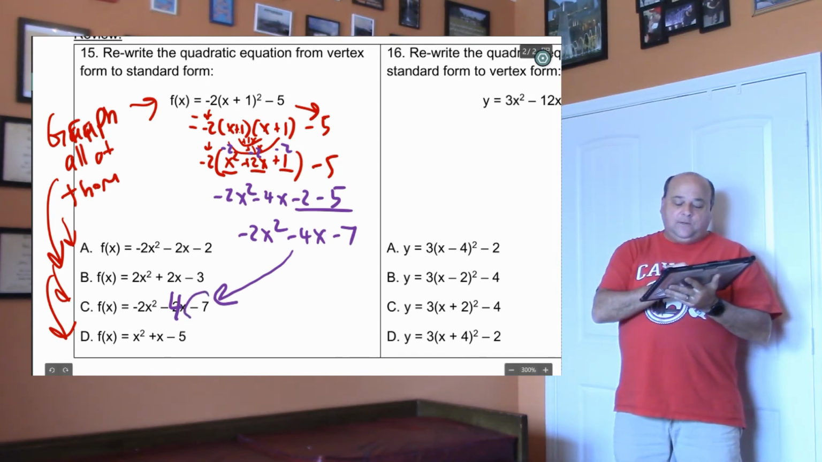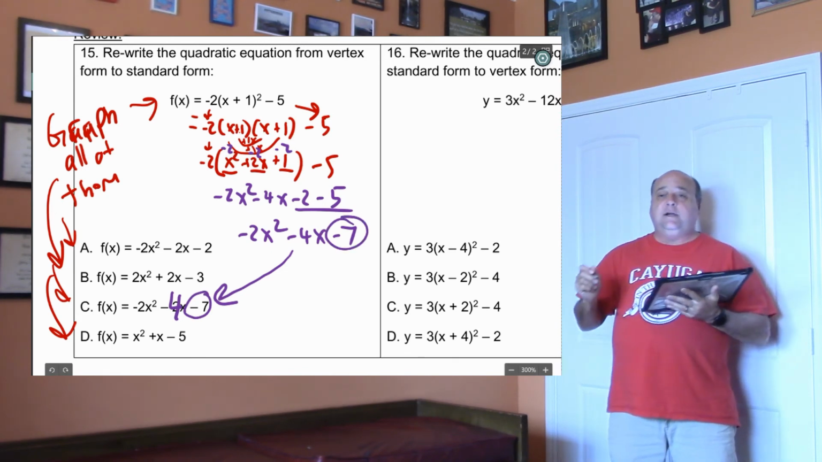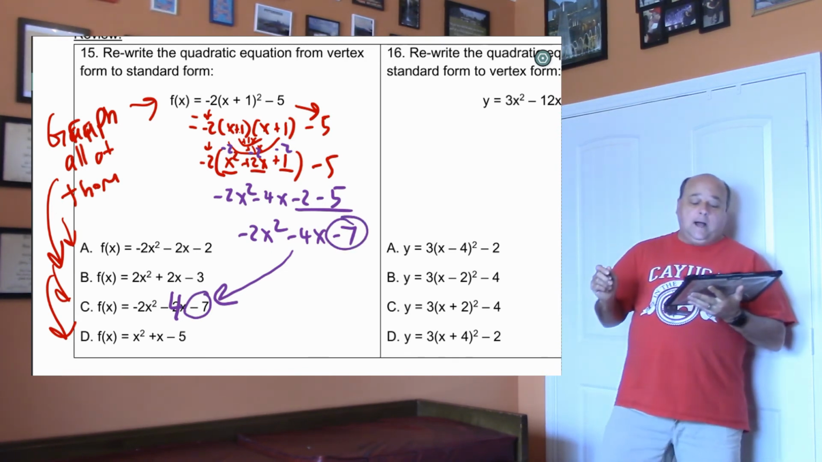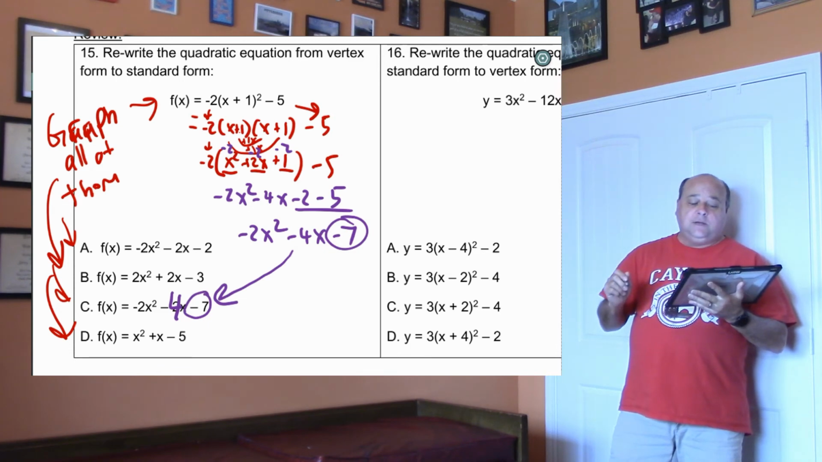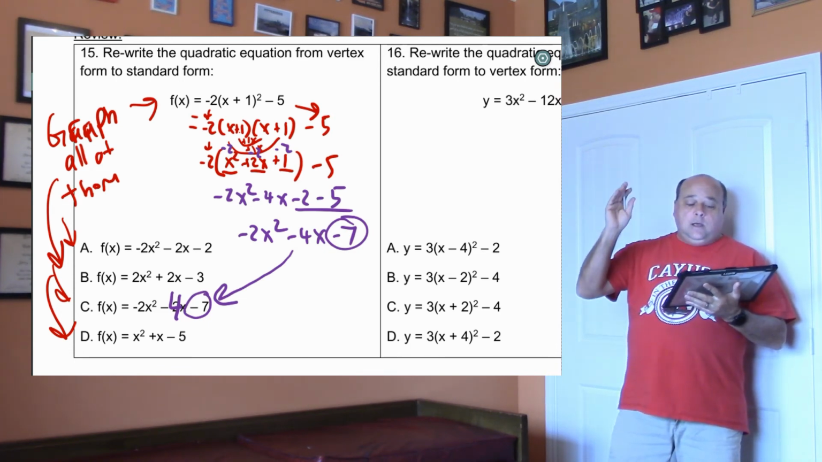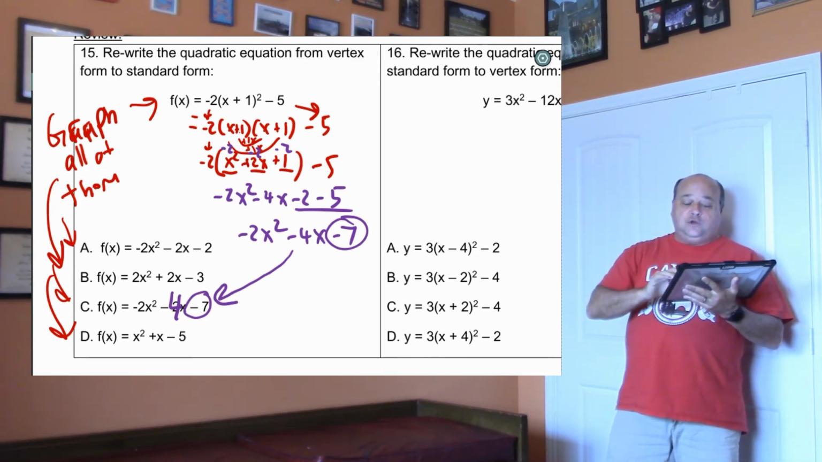The key on this one is they're probably basing it on the negative 7. That's going to be the y-intercept of both of them. But that middle term should be negative 4x, because you get 2x in the middle of that.